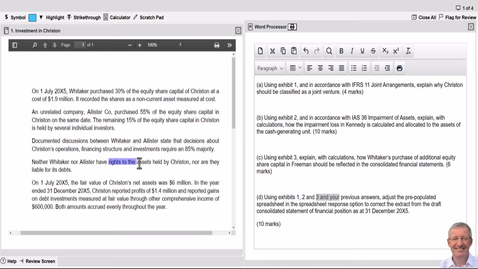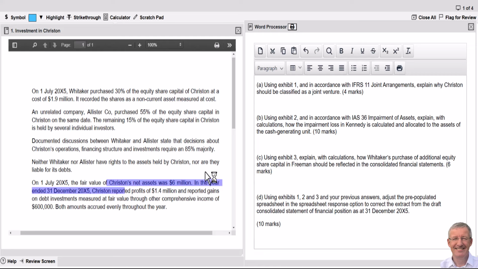But neither party has rights to the assets or obligations for the liabilities, and therefore, because you own shares, this is not a joint operation. It is specifically an equity accounting joint venture. And then we've got the numbers, and we can come back and have a look at the numbers.